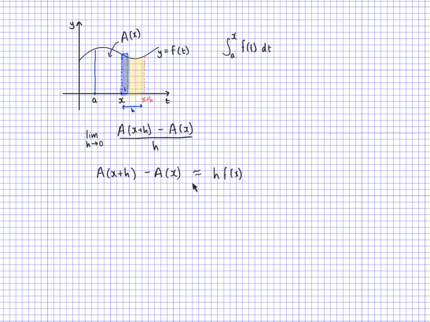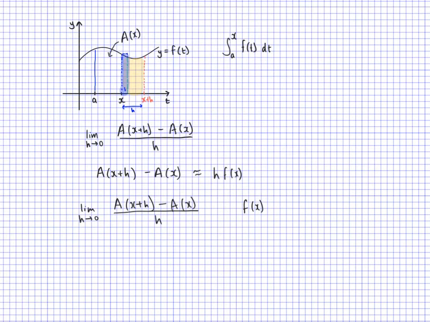So now, looking at this, if I divide both sides by h, I get this. Then if I take the limit as h tends to 0, I can say that this will actually equal f of x. So I'm going to say A of x plus h, take away A of x, divide that by h, okay? And now I've got f of x on this side because I've divided by the h on that side. Then I'm going to take the limit as h tends to 0.